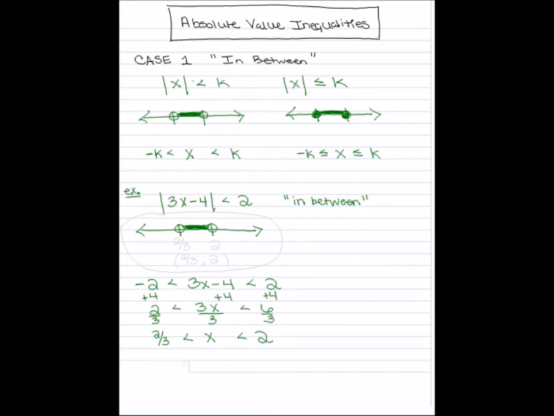The two values that I found, 2 over 3 and 2, I put them on the number line in order. 2 over 3 and 2. And this is my solution. I want to be able to put this solution in interval notation, so I put parentheses, 2 over 3 and 2, close parentheses. This is my solution.